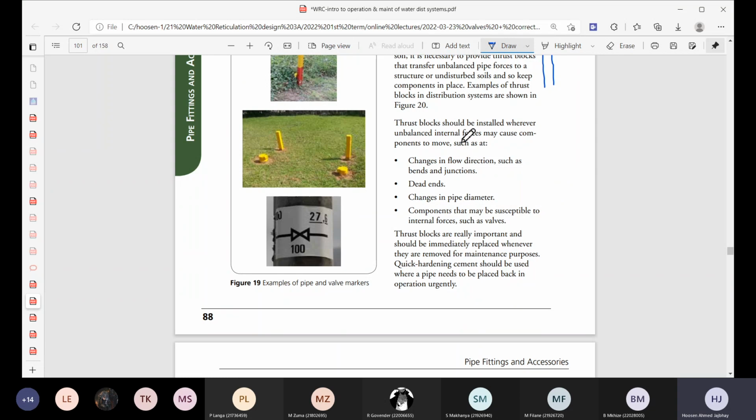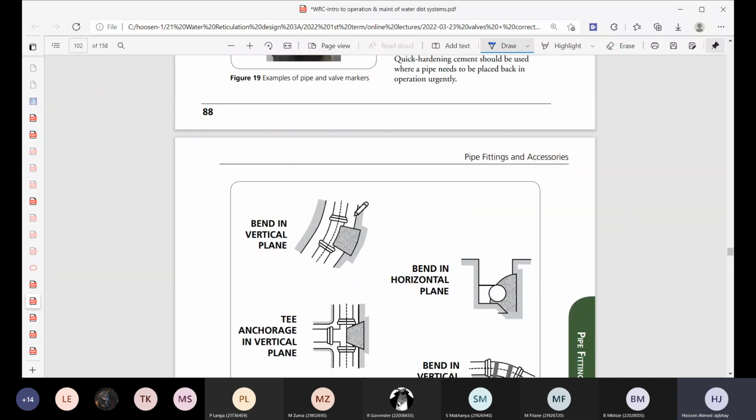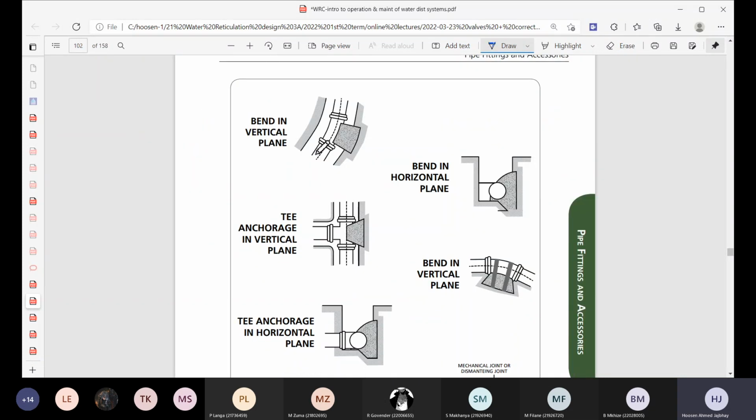And the special designs that apply to this, we normally will read off from a table, and you use that to size those particular thrust blocks. You can see examples of them given here. You can see that's a thrust block there, that's a thrust block, depending on different situations.